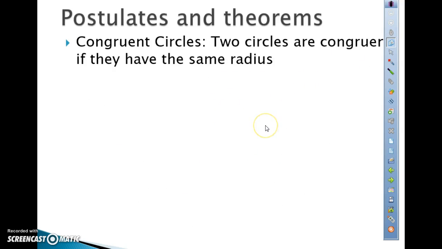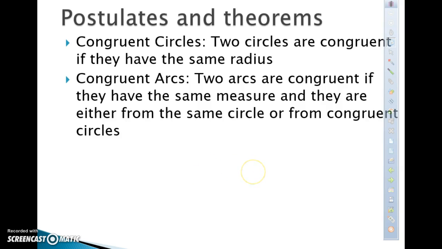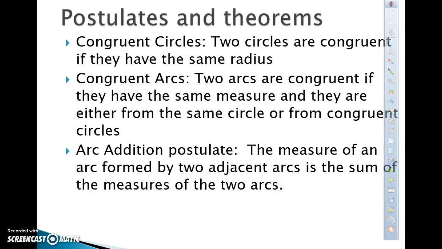We have a few postulates and theorems that are on your diagram or on your notes. Congruent circles: 2 circles are congruent if they have the same radius, so same size, same shape. This is already on your page. Congruent arcs: 2 arcs are going to be congruent if they have the same measure, and they are either in the same circle or in 2 congruent circles. And then we have the arc addition postulate. The measure of an arc formed by 2 adjacent arcs is the sum of the measures of the 2 arcs.